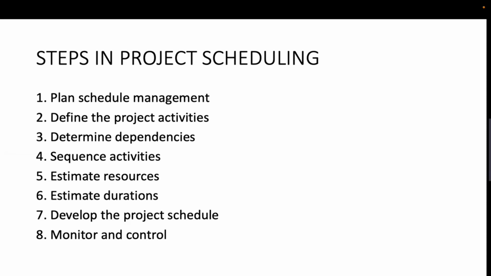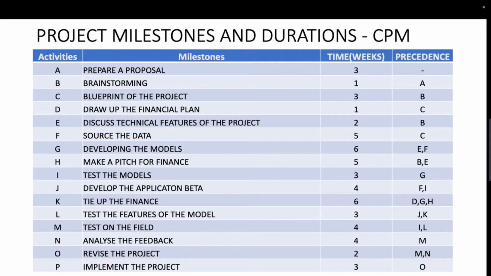Then you need to estimate the resources because no project can be undertaken without resources. Then the time that each activity that you've identified is going to take. And then you develop a project schedule. And once that project schedule is developed, the model is done, then you have to monitor it using a Gantt chart. So here is an example of a project where we want to develop a product which gives price forecasts to the consumer. A project can be a product, a service, or virtually anything.